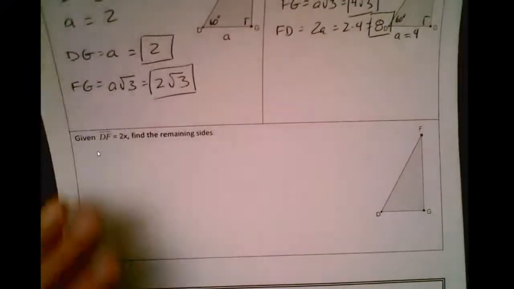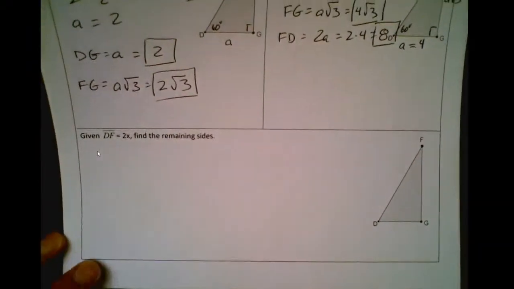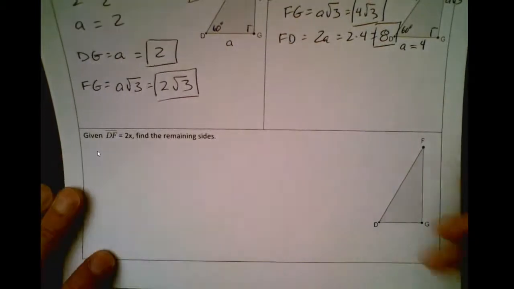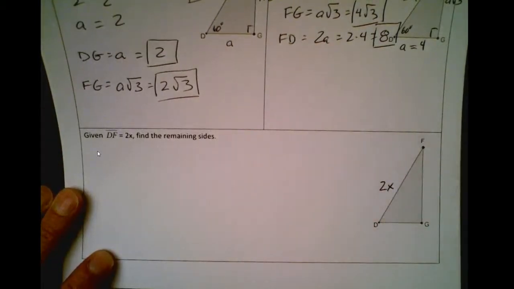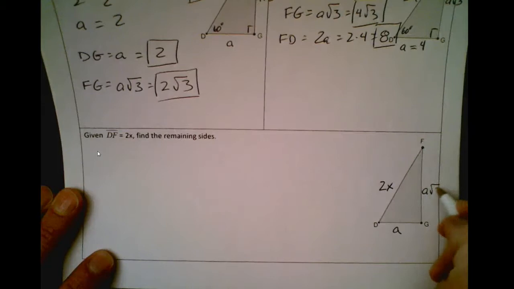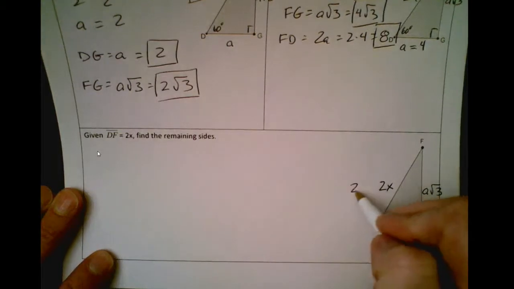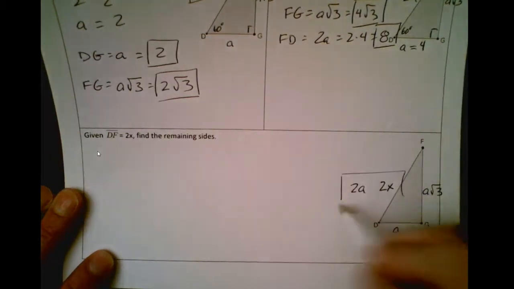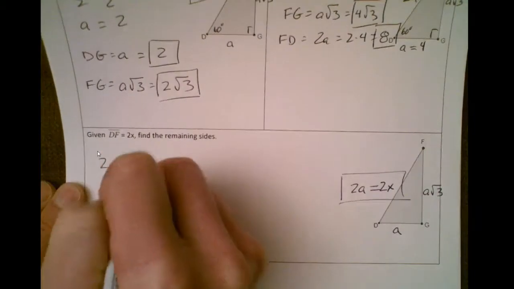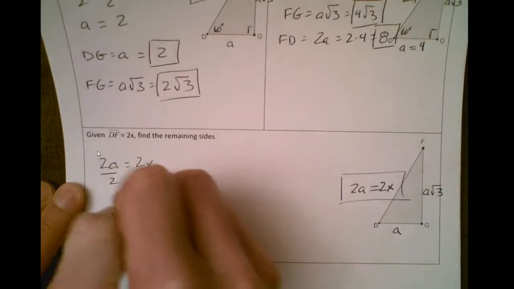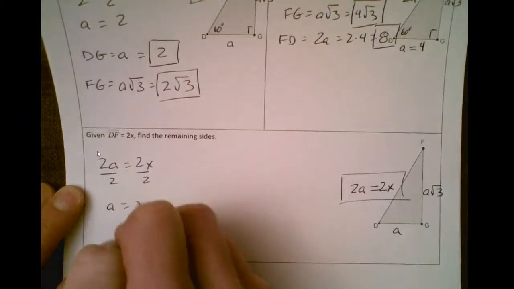Alright, moving on to one more example down at the bottom. For this one, I know that DF is 2x. So here's 2x. Again, I'm going to label them A, A root 3, and 2A. So my short leg gets an A, my long leg gets an A root 3, and my hypotenuse gets a 2A. Here again, I have two pieces of information. They have to be equal to each other. I have 2A is equal to 2x, divide both sides by 2. I get A is equal to x.